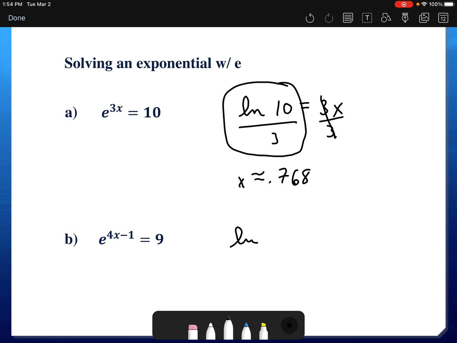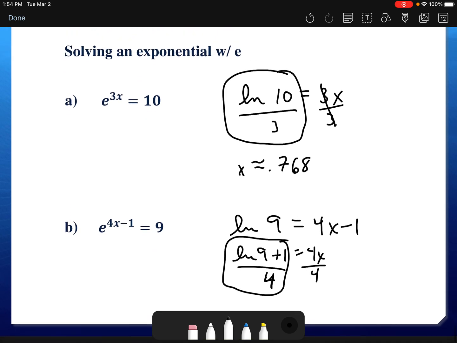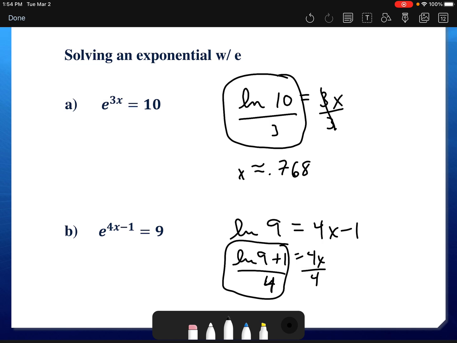Same way with this one. Natural log of 4x minus 1. Nope, that's not right, is it? The natural log of 9 equals 4x minus 1, because the exponent's always the answer, right? So I would add 1 and divide by 4. So this would be our exact answer. Now again, you could put it in your calculator, but I would prefer just exact answers. It's just a little easier.